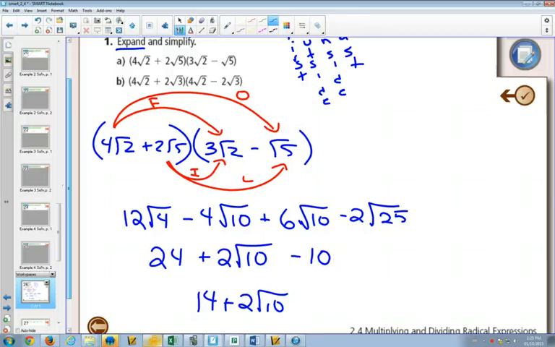So we're simplified completely here. We've expanded. We have no brackets left. We've combined all of our like terms. We have our radical in simplest form. So we are done.